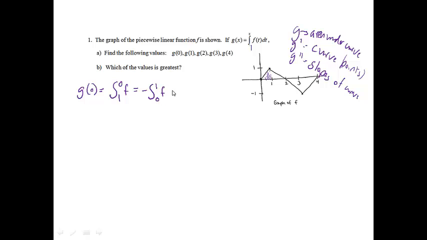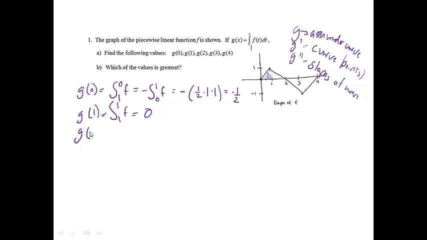So we're basically just looking for the area under the curve from 0 to 1. So when I do this, this is a triangle. It's going to be the opposite of whatever I get. It'll be 1/2 times the base, which is 1, times the height, which is 1, so I'll end up getting an answer of negative 1/2. The next thing asks me to find g of 1, so this would be the area under the curve from 1 to 1. Well, that covers no distance, so the area is going to be 0.